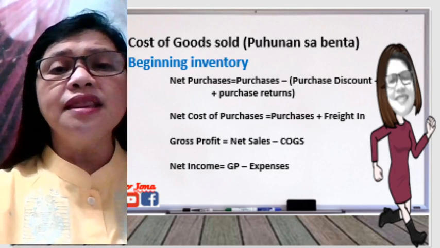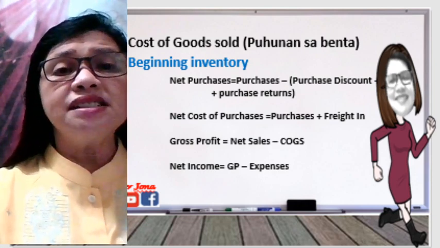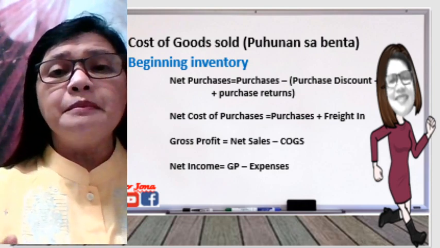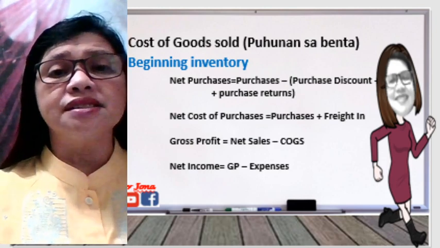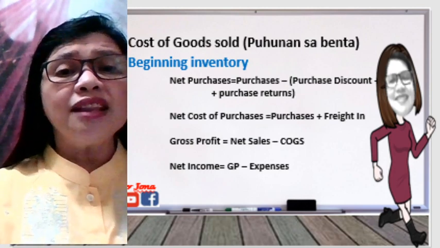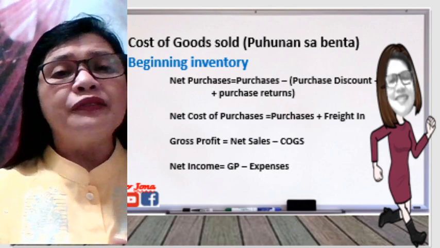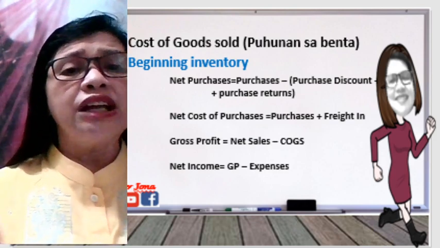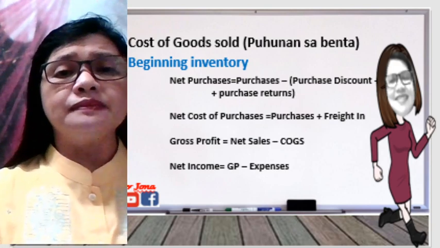Then we have here the net purchases. Net purchases is equal to purchases less the purchase discount and less the purchase returns. That is different from the net cost of purchase. In net cost of purchase, you add the freight in. Freight in, again, is the transportation cost for buying the product.